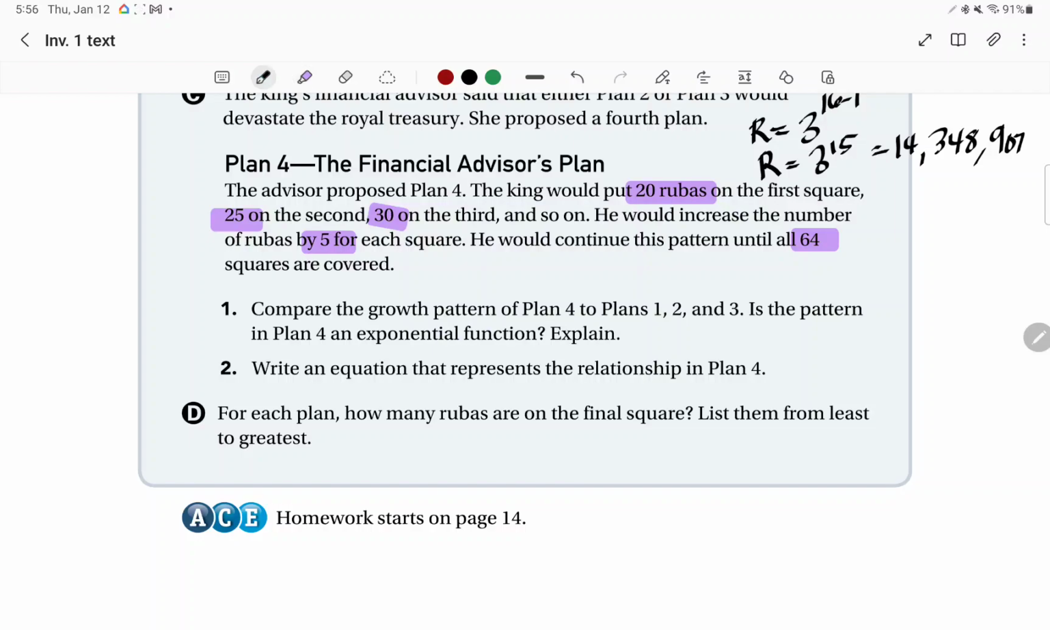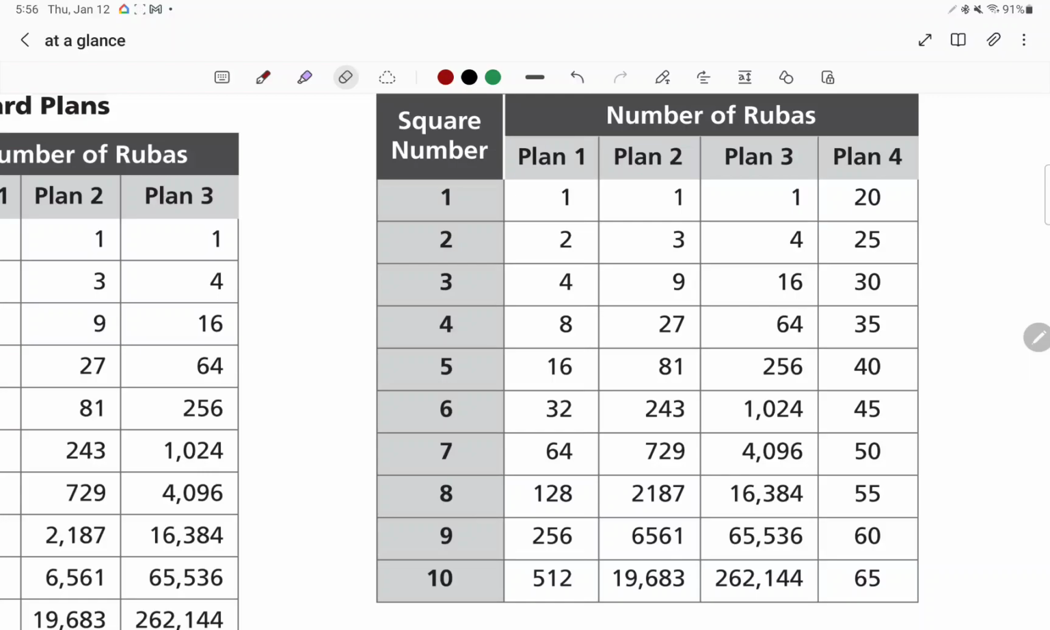All right. Now that you've done part C, 1 and 2, let's look at this. So comparing the growth patterns to plans 1, 2, and 3. This growth pattern, let's look at a table with all of them there so we can more easily see it. So here are our plans 1, 2, 3, and 4. And this is the one that we are looking at now. So looking at plan 4. Now, you can more easily see a pattern if you write out the table.